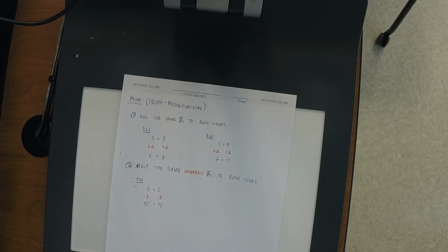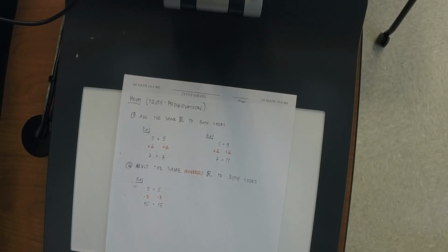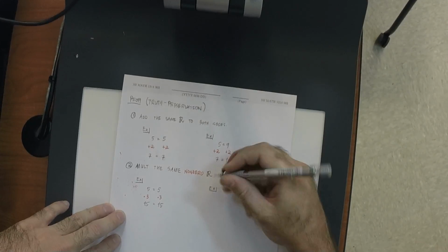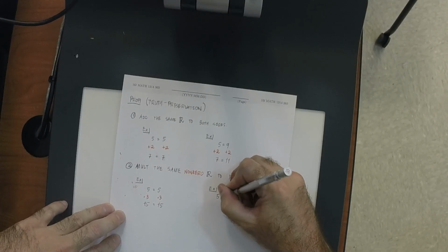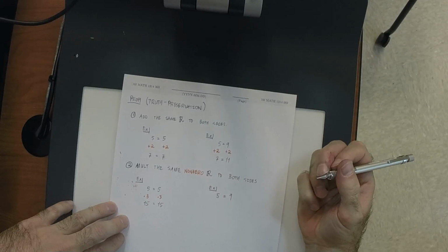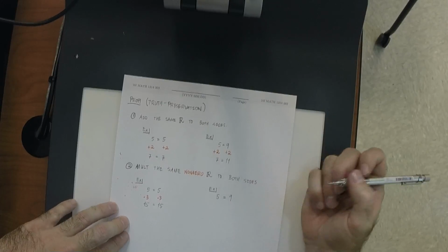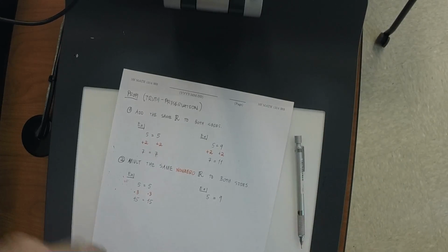We started with 5 is 5, that's true. We ended with 15 is 15, that's true. Okay, also, how about 5 equal to 9? True or false? It's false. Is it an equation? Yes, it just evaluates to false. So let's multiply both sides by 3.